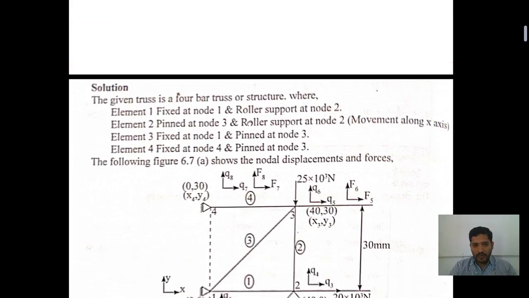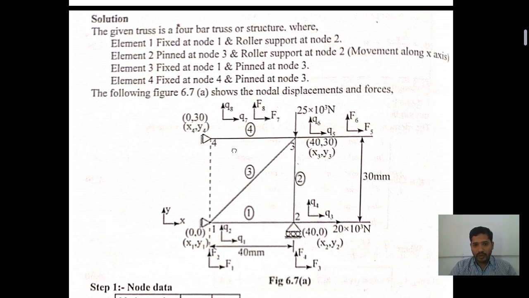The first step, what we need to find out here. Observe here, element 1 lies in between the first node and the second node. The first node is rigidly fixed, or we can say a hinge support is acting at point 1, and at node 2 there is a roller support.